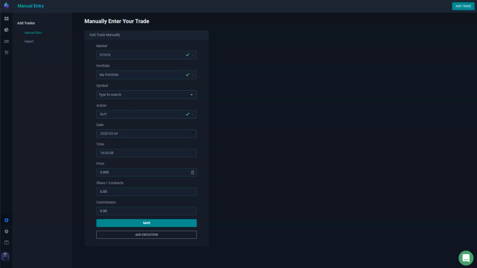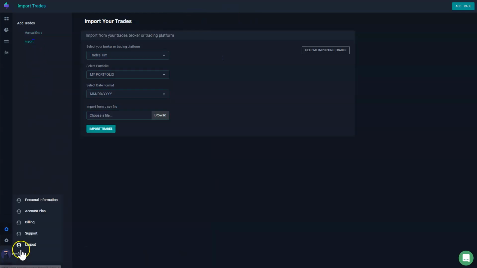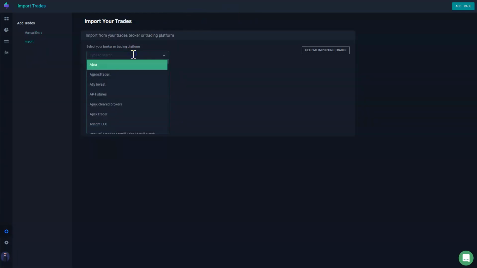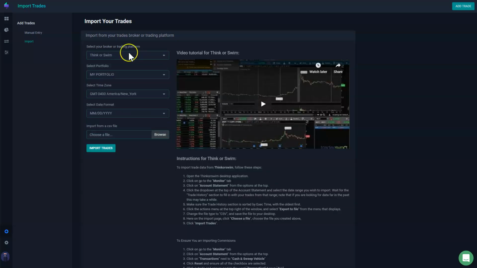You can do it by entering your trades manually into the system using this form, or you can import your trades. For my case, I'm going to select here Thinkorswim, and I'm going to go ahead and import my trades following the instructions on the right hand side.